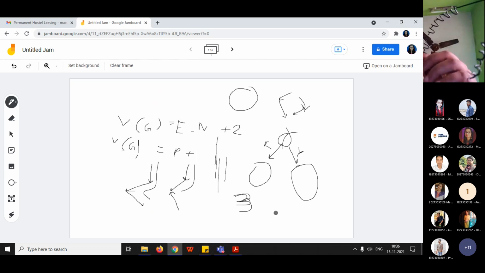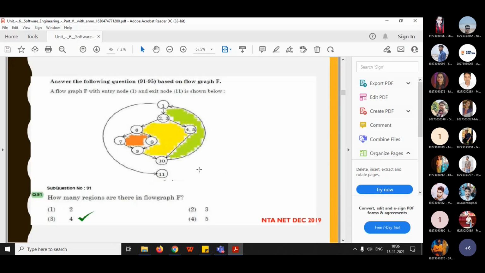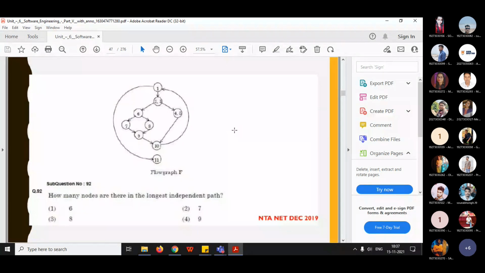The total number of predicate nodes is 3, and you know the formula is 3 plus 1. Number of regions is 4. So this is one region, this is one region, this is one region, and the other one is the outer region.